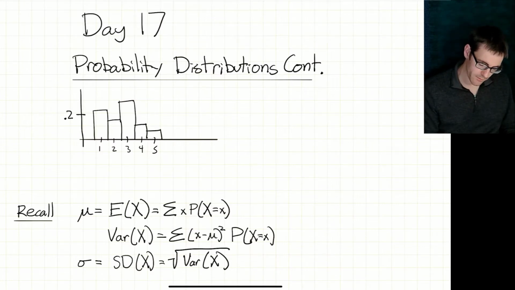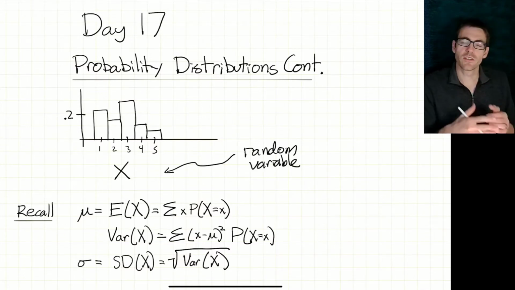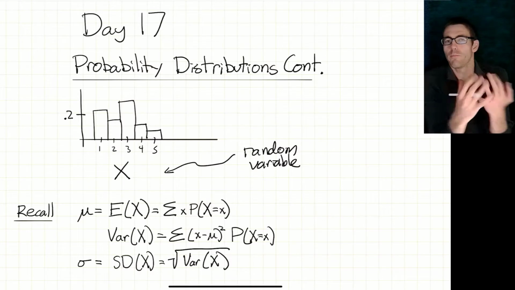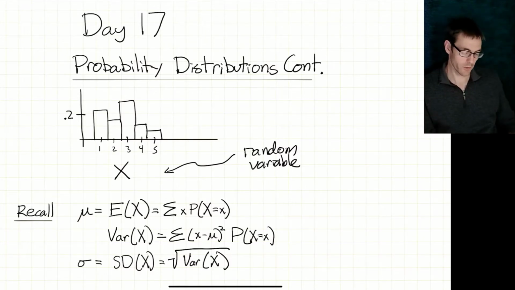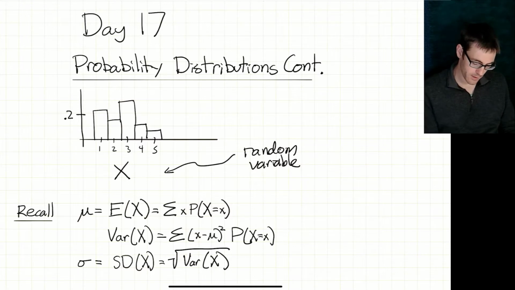So we're going to have some variable x, which we're calling a random variable, which is representing all of the possible outcomes of some random situation. In this case, we have 5 possible outcomes. So our random variable x can be 1, 2, 3, 4, or 5. And so we can figure out what the probability of one of these possible outcomes is.